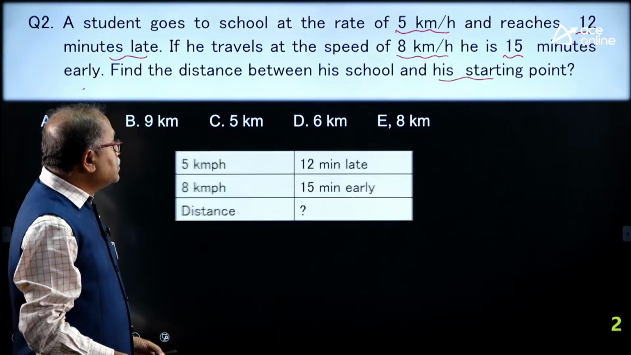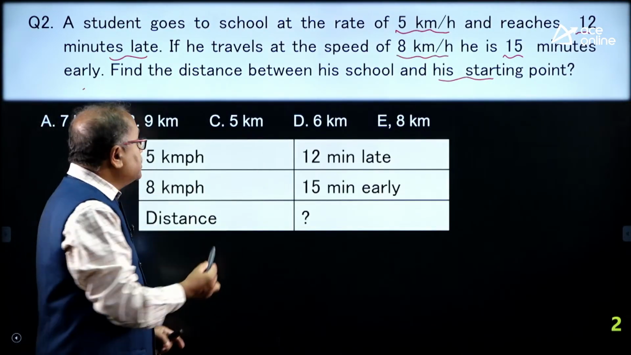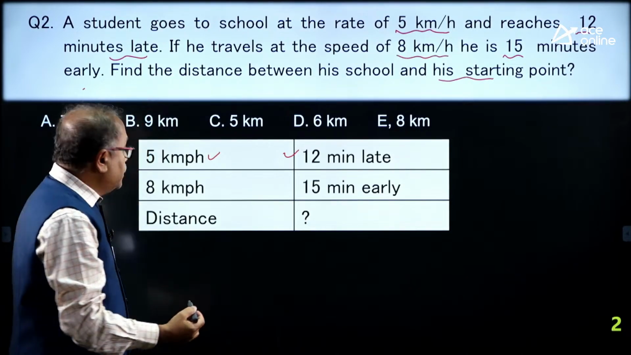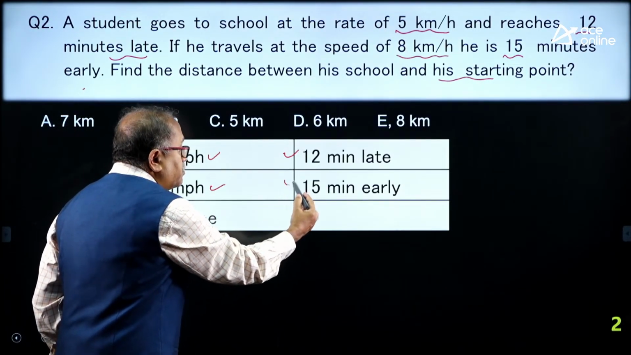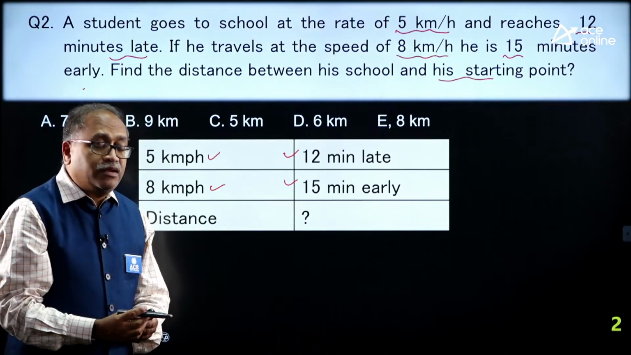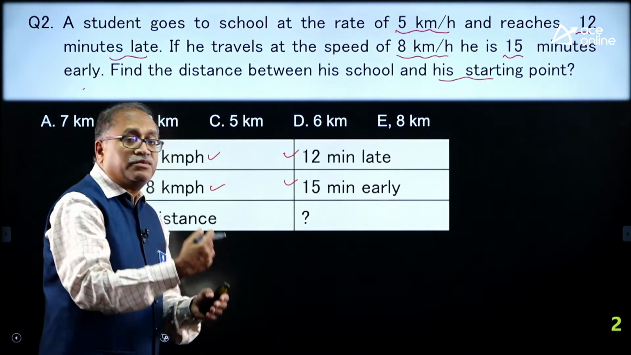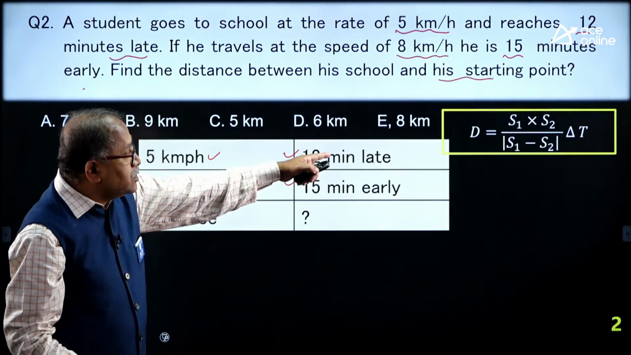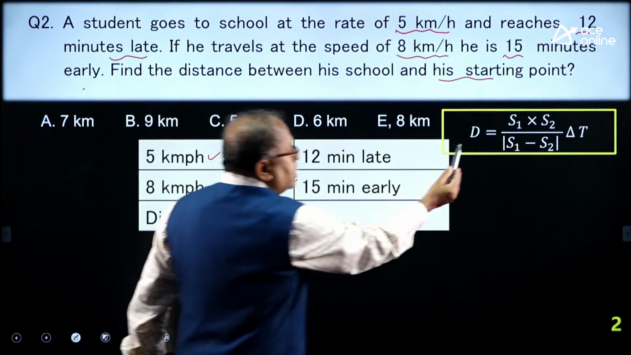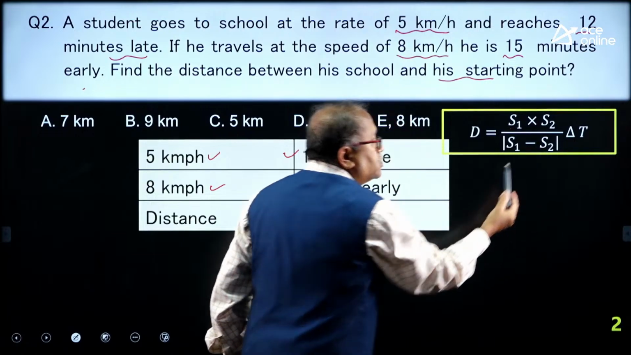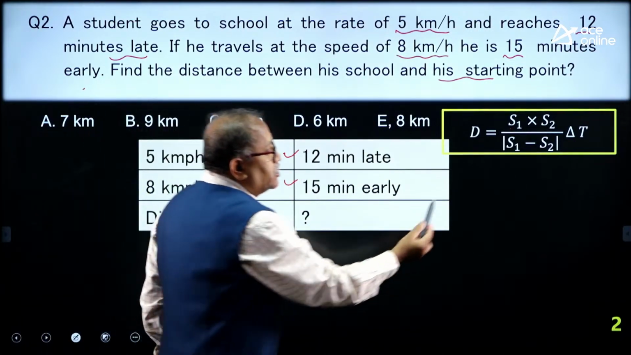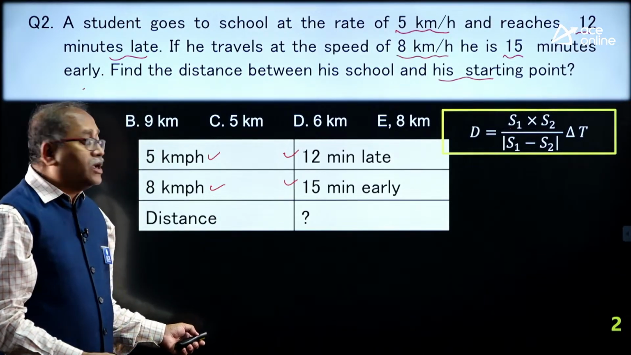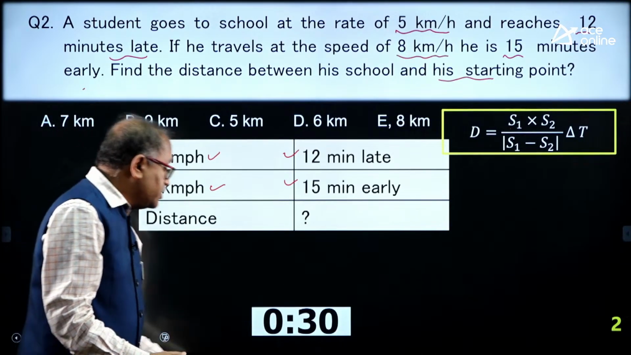This is a very frequently asked question. When he is traveling with a speed of 5 km per hour, he is late by 12 minutes. When he is traveling with 8 km per hour, he is early by 15 minutes. So, what is the distance from the starting point to the school? You know that we use the formula: distance is equal to S1 into S2 by the difference of S1 and S2, into the difference of time. Some of you will be able to answer the question. I give you 30 seconds to answer it.